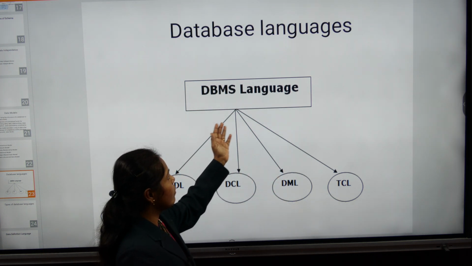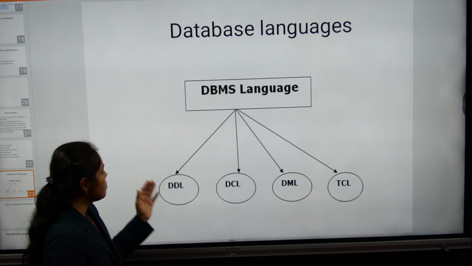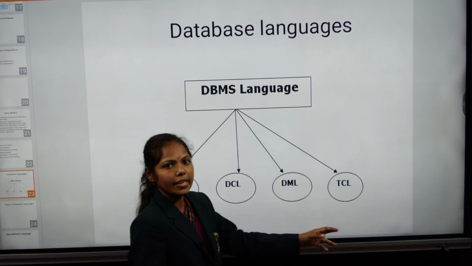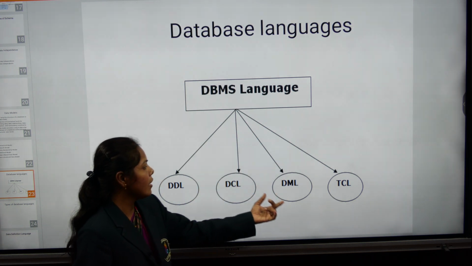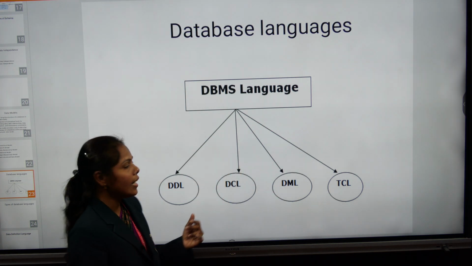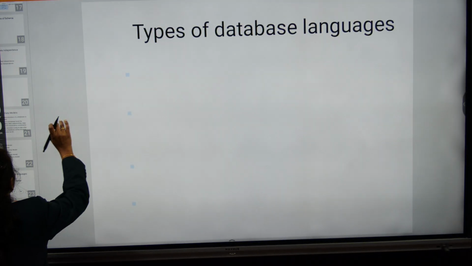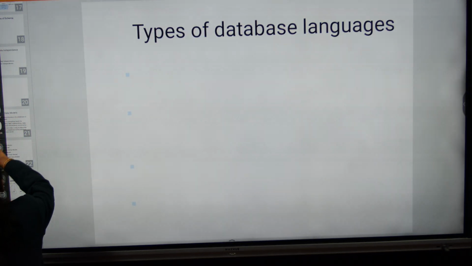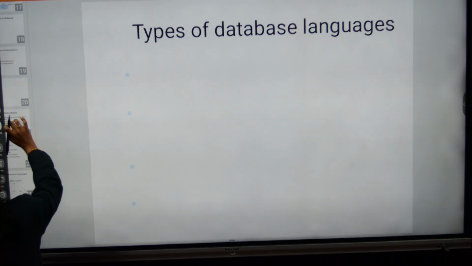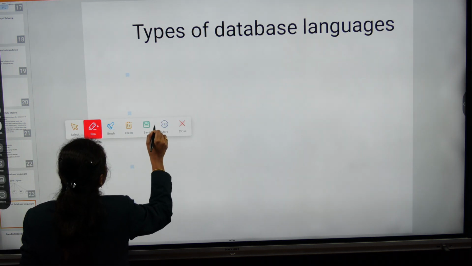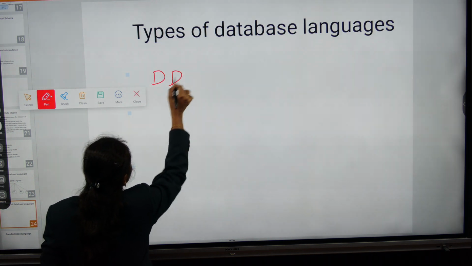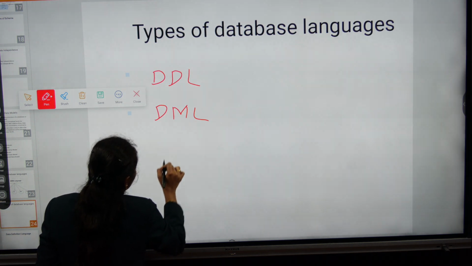In total, the DBMS languages are divided into 4 types: DDL, DML, DCL and TCL. The name itself indicates each one. Total 4 languages.